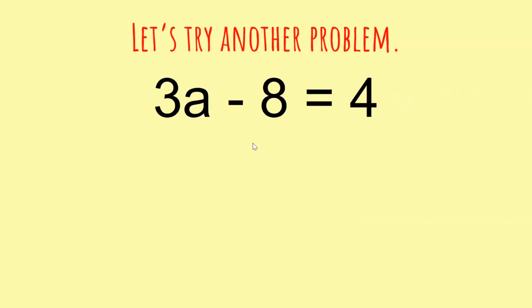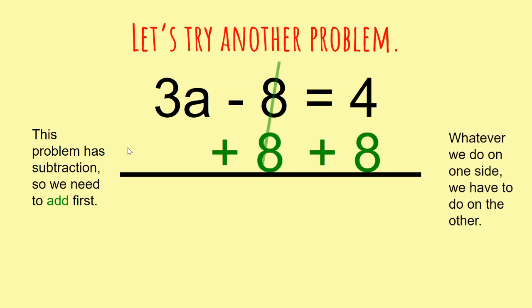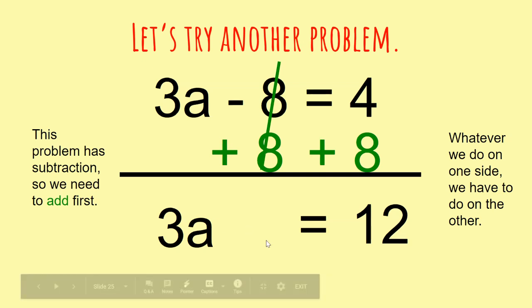Let's look at another one. 3a minus 8 equals 4. Okay, so I want you to think to yourself, what are we looking for first? What are we going to do first? Okay, so first, we are going to identify the constant, which is negative 8 or minus 8, and we're going to do the inverse. So we're going to add 8 to both sides. Okay, we're going to simplify that out, bring down the 3a, and do the math on the right side. So 3a equals 12.